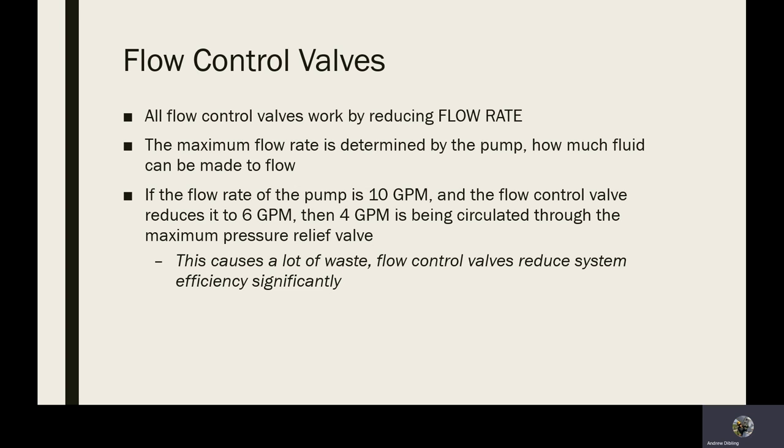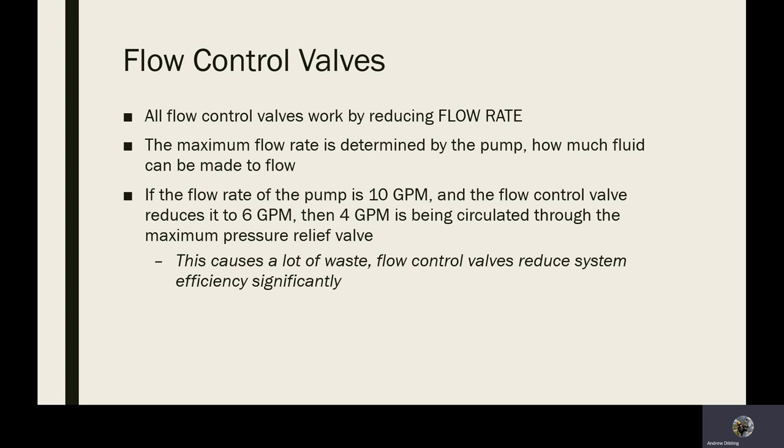How much fluid can be made to flow? That's your limiting factor. If the pump flow rate is 10 gallons a minute or 40 liters a minute, and the flow control valve reduces it to 6 gallons a minute or 30 liters per minute, then we have approximately 10 liters per minute being circulated through the maximum relief valve. And as mentioned before, that's an incredible waste of oil, and the flow control valves reduce system efficiency significantly.